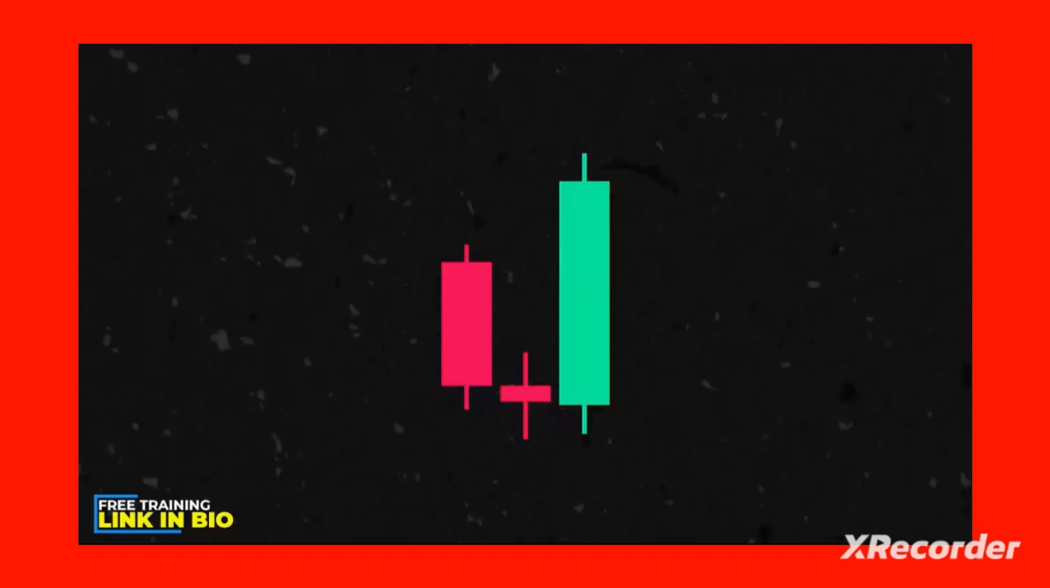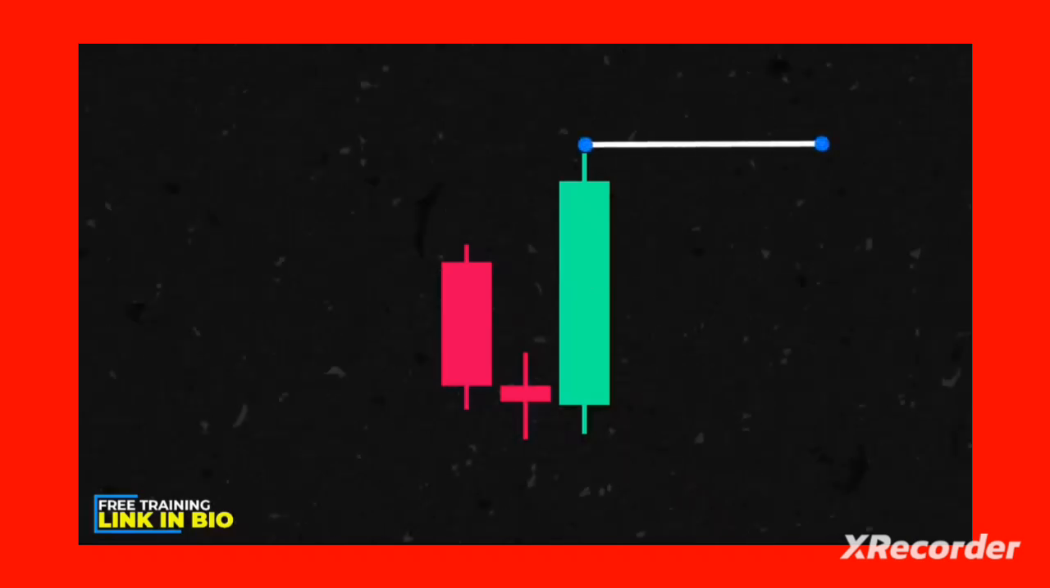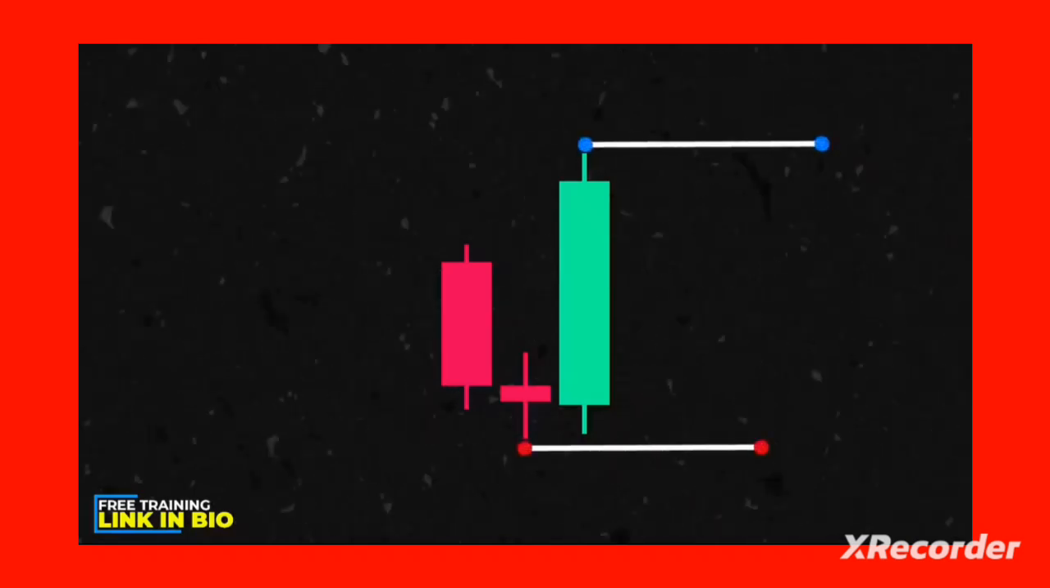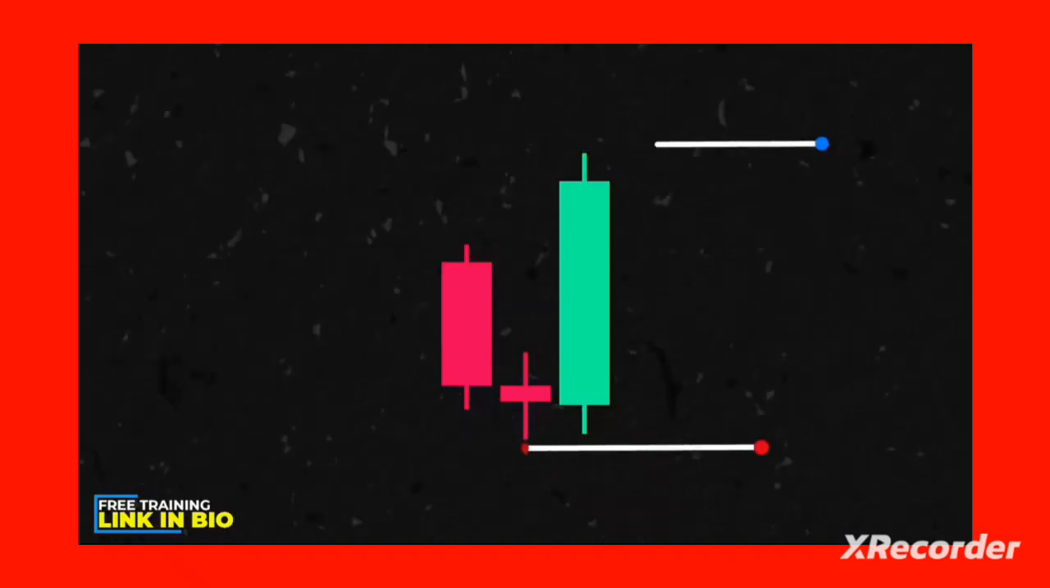To enter the trade, we will place a buy order above the high of the green candle. We will keep our stop loss below the doji candle.